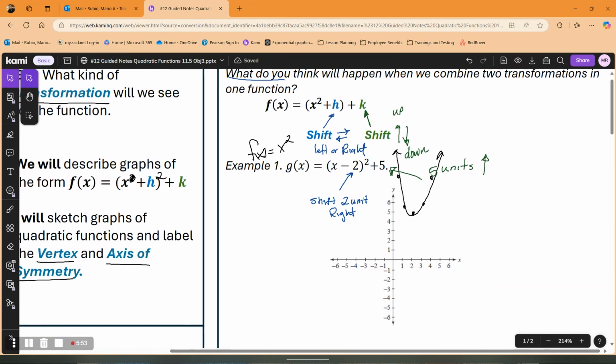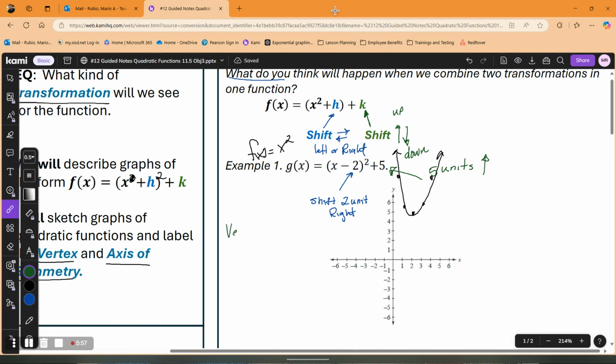Our new vertex, remember we defined the vertex to be h comma k. Whatever the value of h is, whatever the value of k is. But we need to do the opposite of h. So the opposite of h is 2. And then k is 5. And let's see if that matches up. 2 and 5. So our new vertex is right here.